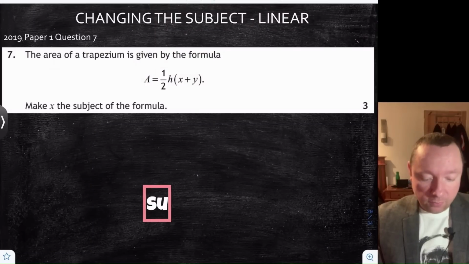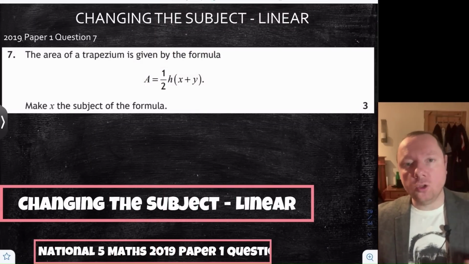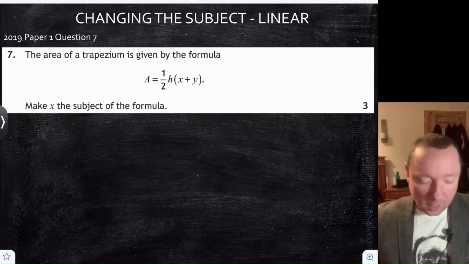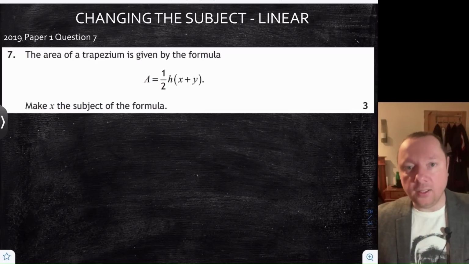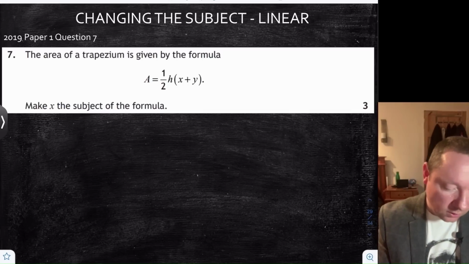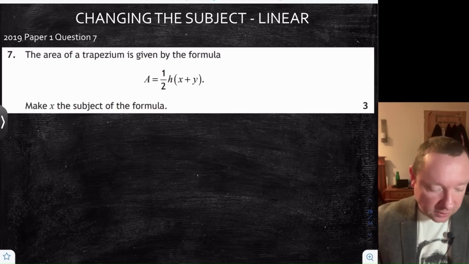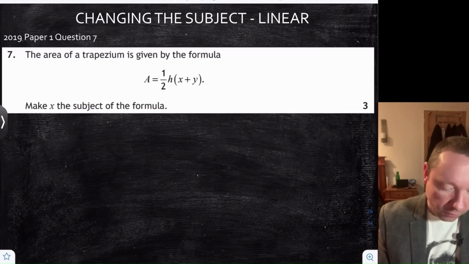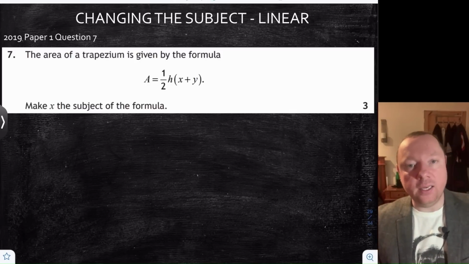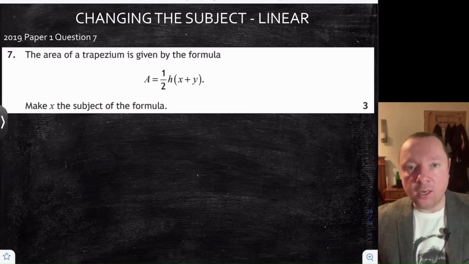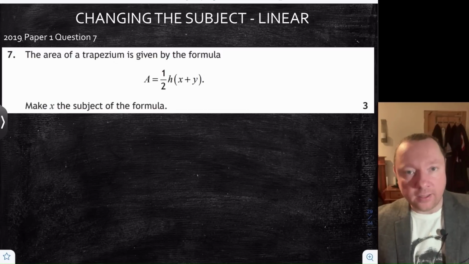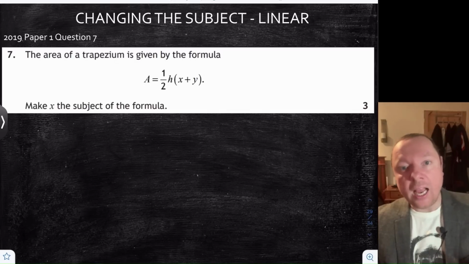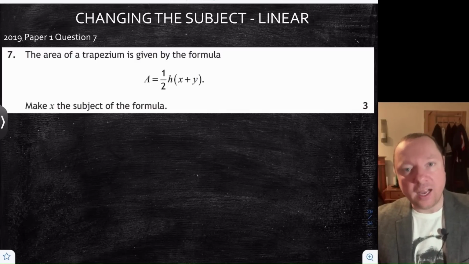Changing the subject of the formula, let's look at linear ones first, so no squares or square roots to do, just ones where you're going to have to manipulate it as a normal standard equation almost. So the first one, 2019 paper 1 question 7 said, the area of a trapezium is given by this formula, make x the subject of the formula. So key things here are, if there's brackets, you need to expand them. If there's fractions, you need to get rid of them by timesing them by the denominator. Doesn't matter which order you do it first. I usually get rid of fractions as fast as I can.